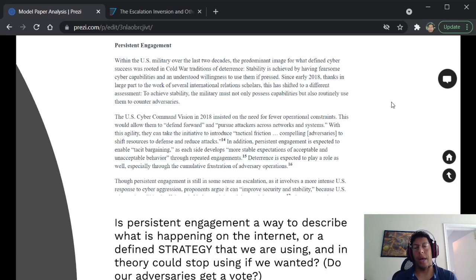Because here's how I see it. Persistent engagement describes what's happening on the internet. It is not necessarily what we are doing. We are engaging with our adversaries, but we have no choice other than to do that. That's just how it works. So in that scenario, whenever the paper is making arguments that persistent engagement is escalatory, it is, I think, conflating what the model people are using to describe what's happening with how we're trying to act. So there may be particular parts of persistent engagement that are escalatory in different ways.